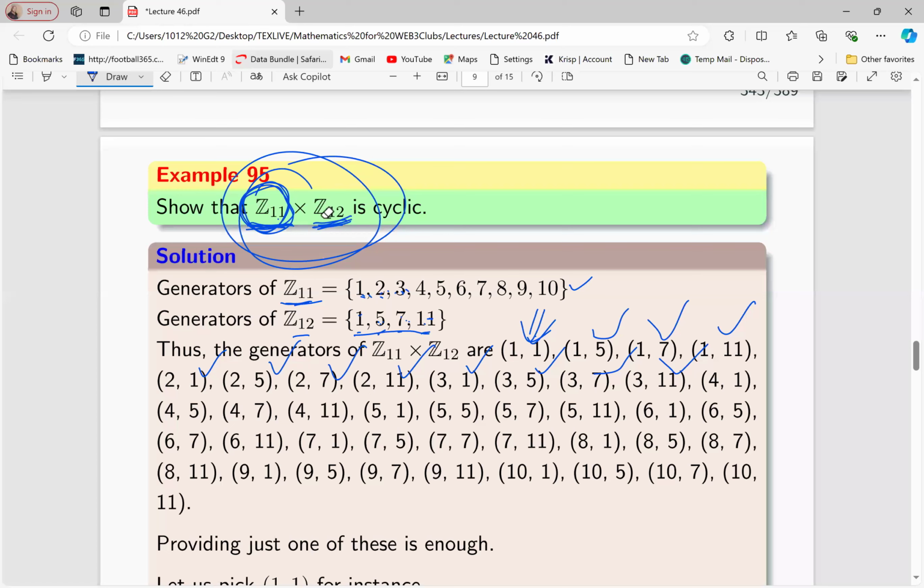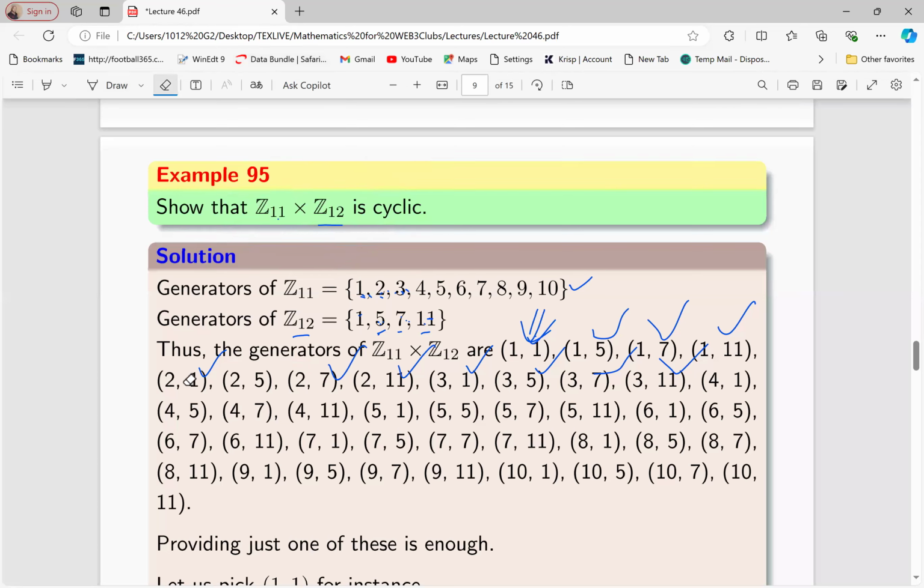Now, again, how are we going to write the code? How are we going to write the code to give us the generators?